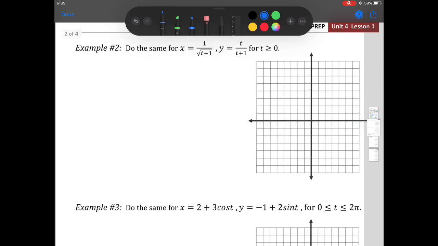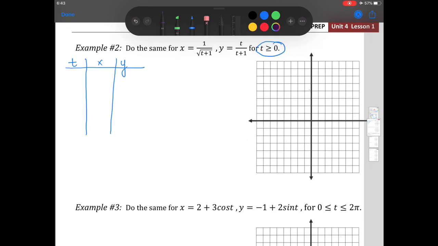Okay, let's try example 2. Again, if you want to pause the video and try it on your own, please feel free to do it. Again, we're doing the same thing. First, we're going to graph it and then get rid of the parameter. I'm going to make up my t-chart with 3 columns: t, x, and y. The domain of t is what? It's saying t is greater than or equal to 0.